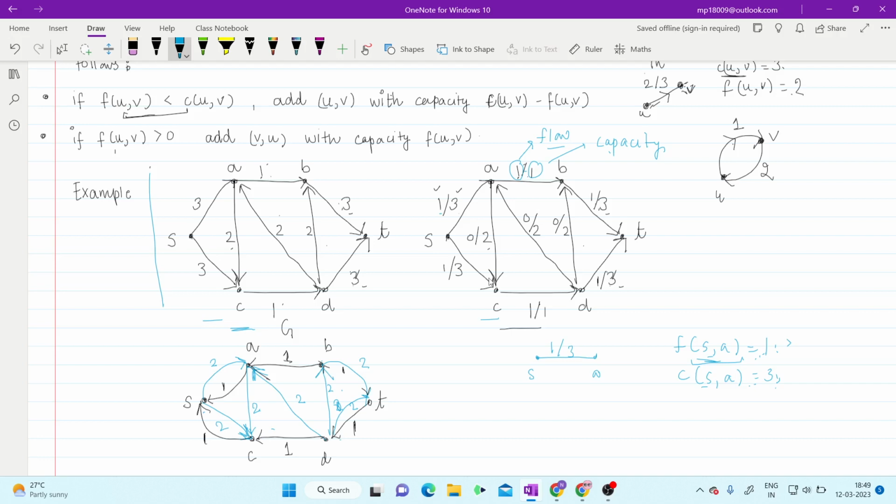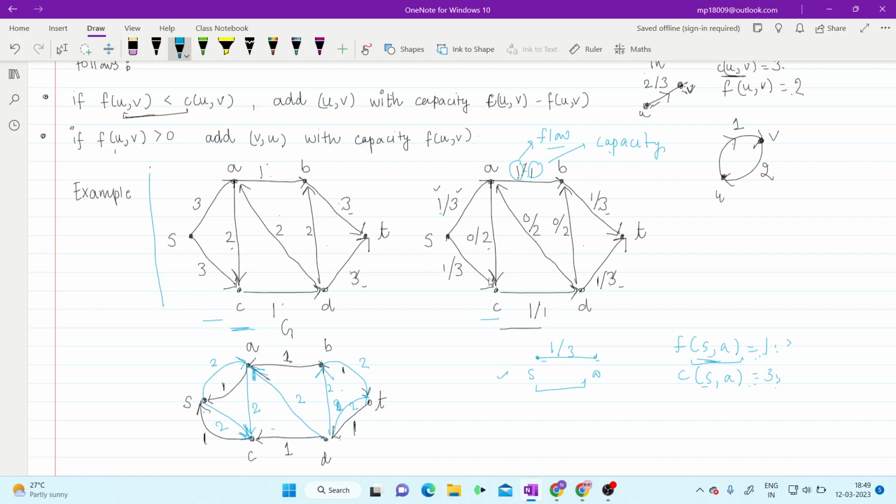This is just for SA. Now you do this for every edge in G. Once you have done this for every edge in G, you get the residual flow graph. So this is how I did it for SA. Now let's take one more example.